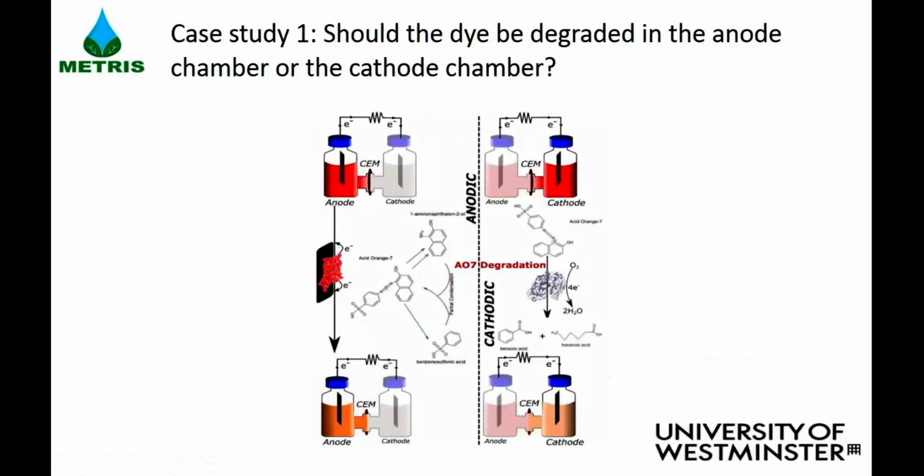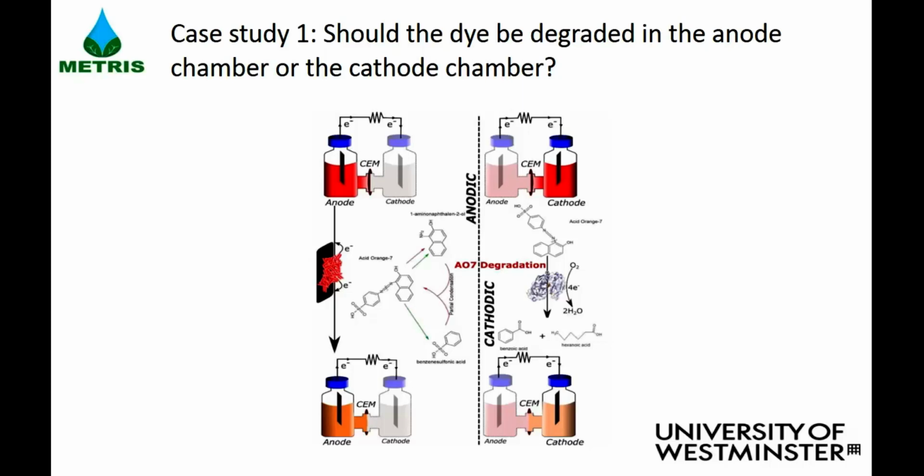So what I'm going to do now is to share with you, by way of case studies, a few examples of studies we've done in our lab to basically determine the efficiency of microbial fuel cell systems when it comes to degrading azo dyes. So when you think about microbial fuel cell systems and wastewater treatment, the first question is, should you feed the dye in the anode chamber or the cathode chamber?